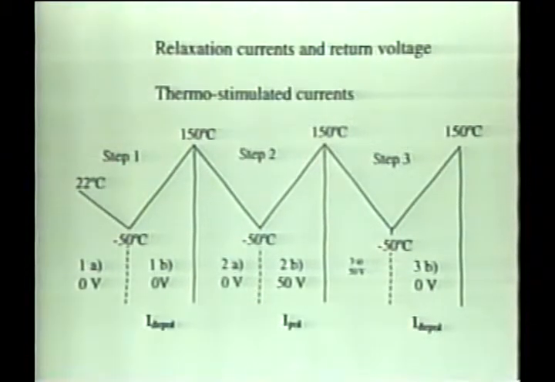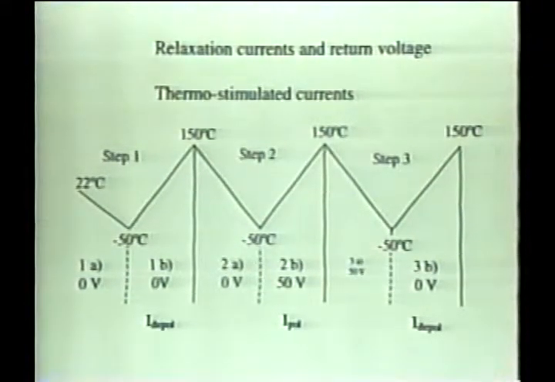During step 2, we again decreased the temperature to its minimum value, thereafter increasing it to 150 degrees C with a voltage applied of 50 volts. During that time, we did charge the specimen. All the empty traps were filled up. This gave rise to a polarization current that we measured.